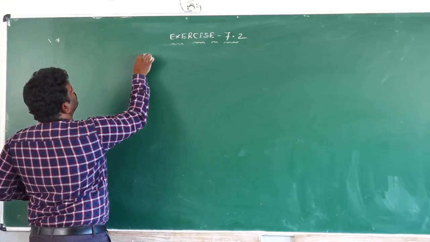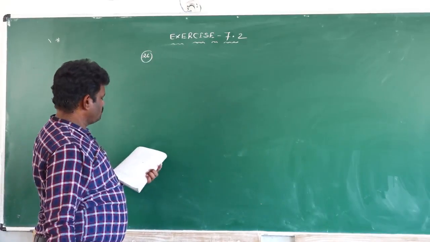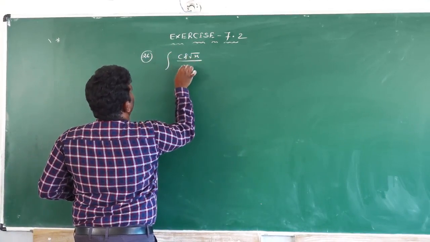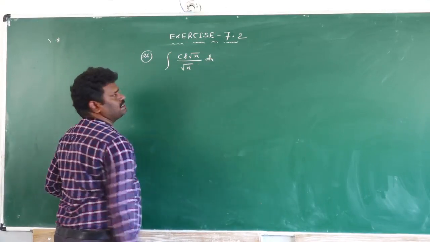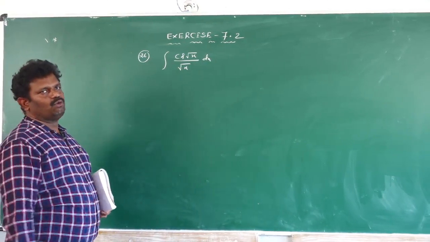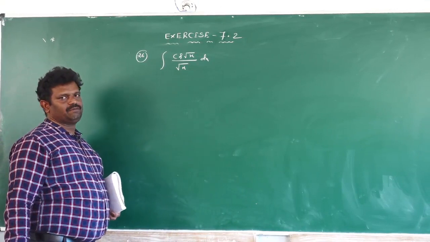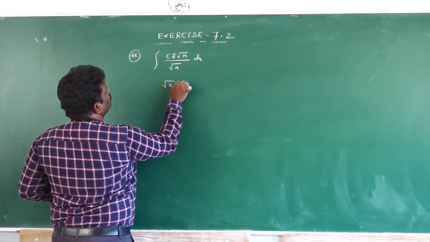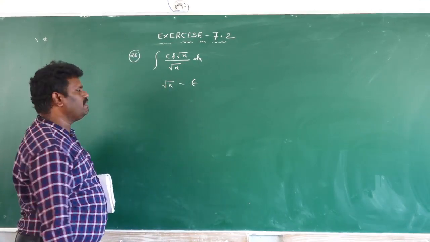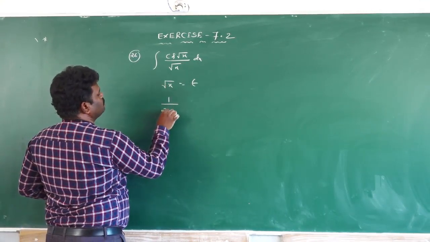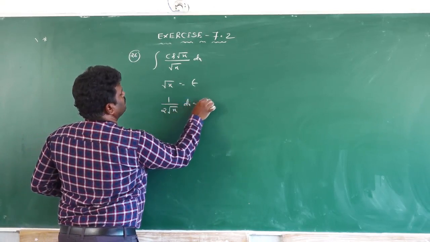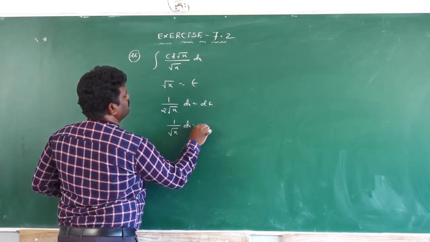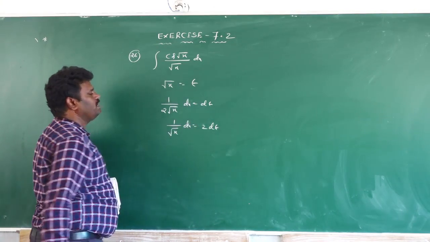The important one is the 26th. Integral of cos root x by root x into dx. It is similar to the previous question, integral of cot root x by root x dx. Now here we shall take the substitution root x is equal to t. Then what is the derivative of root x? 1 by 2 root x dx is equal to dt. So 1 by root x dx is equal to 2 dt.